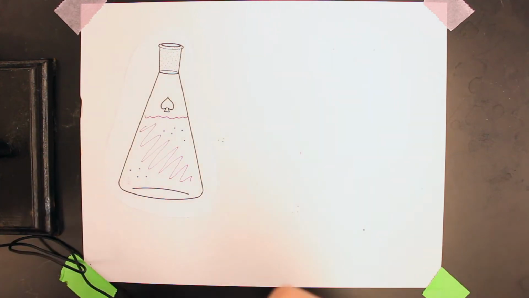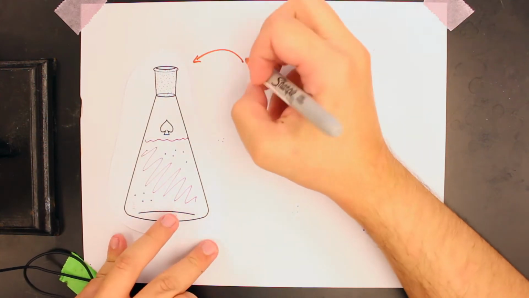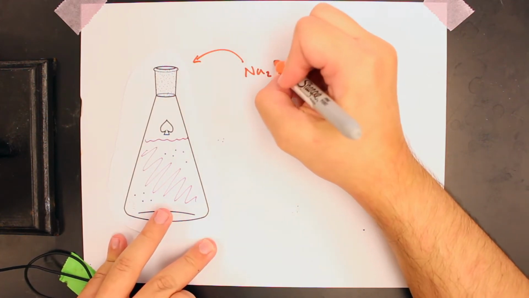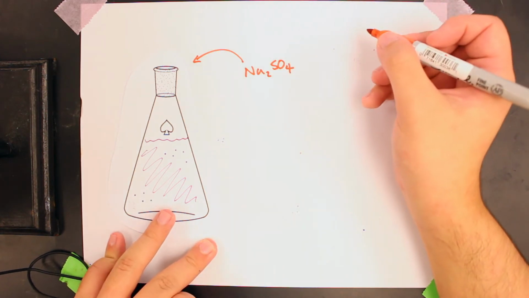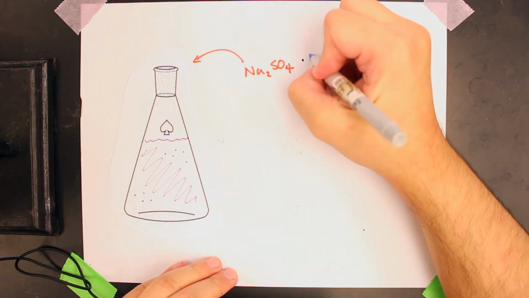Now to remove that water, which I'll symbolize by putting a few blue dots in here, we're going to add a compound called anhydrous sodium sulfate into the flask. And sodium sulfate, Na2SO4, is a salt that forms a complex with water. In fact, for every 1 molecule of sodium sulfate, it can bind 10 molecules of water.